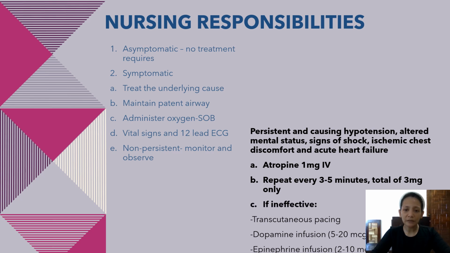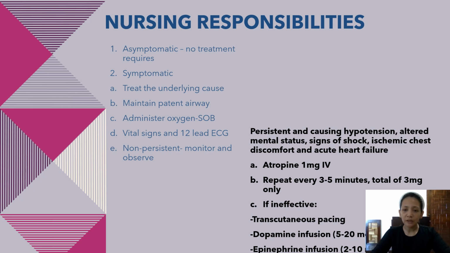If it's ineffective, then the physician can proceed to transcutaneous pacing, dopamine infusion of 5 to 20 mics per kg per minute, and epinephrine infusion of 2 to 10 mics per minute. Transcutaneous pacing is the placement of electrodes in the chamber of the heart, so the rate and output will be increased as well as the contraction of the heart.